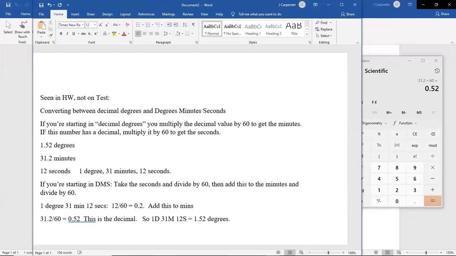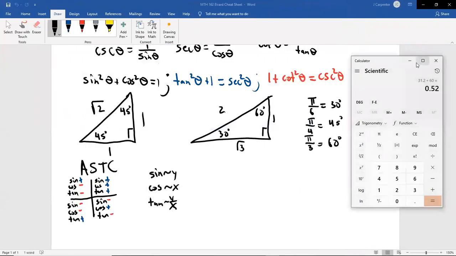So again, you'll see 1 or 2 of these in the homework. You're not going to see it on the test. It's not something you have to master, but I still wanted to introduce it because you might come across it at some other point, and at least you've seen it at one point in your life. All right. So that's our degrees, minutes, seconds.